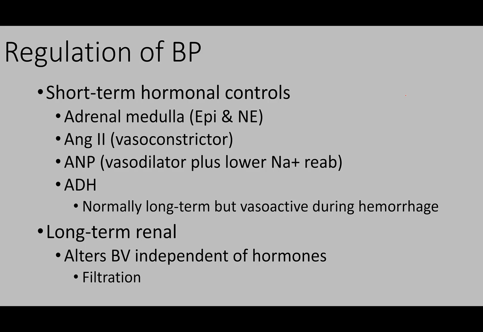Long-term renal. So renal is anything to do with the kidneys, and a long-term mechanism that the kidneys can do to regulate blood pressure is by filtering more or less liquid from our blood. If our blood pressure is too high, the kidneys can remove some water so that we can urinate it out. If our blood pressure is low, the kidneys filter less water, keeping our blood pressure elevated.